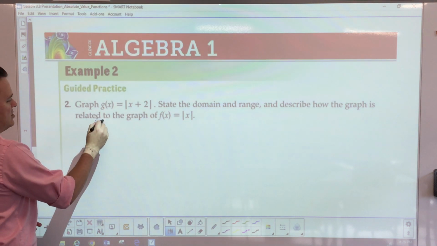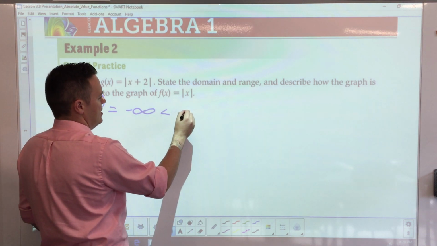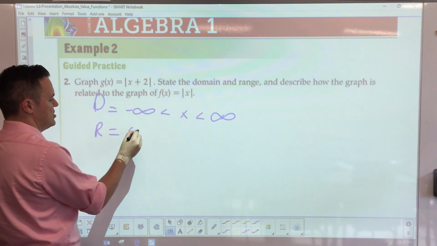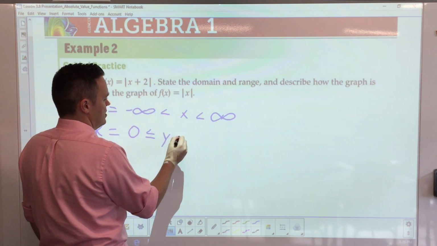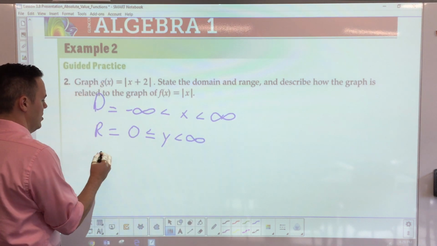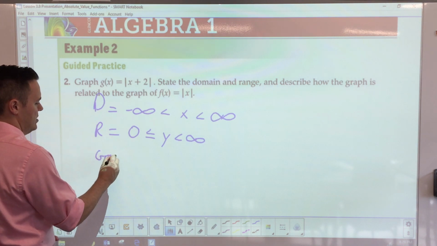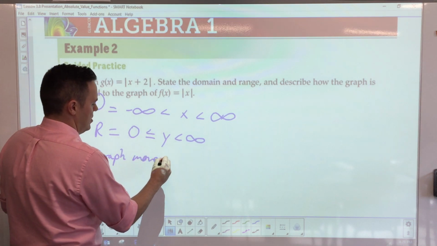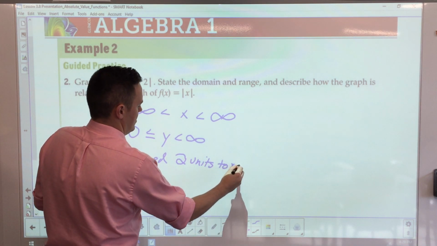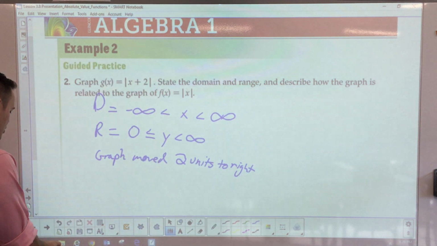So, does my domain and range change? My domain, sorry, that was weird. Domain equals still all the real numbers, okay? And then the range starts at 0, and it can never equal infinity. So that's why we write this part right here. And then the graph moved 2 units to the right. So hopefully you guys can see and correlate. It moved 2 units to the right.